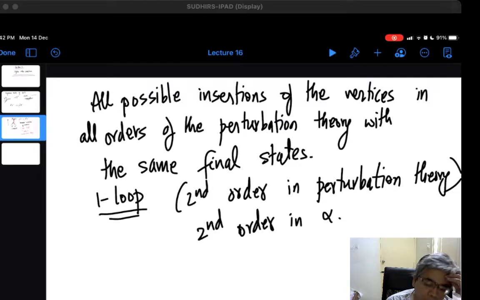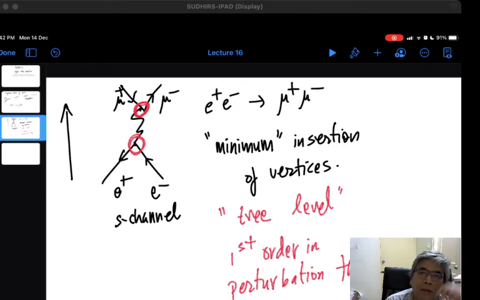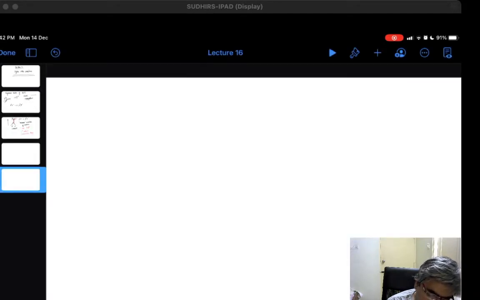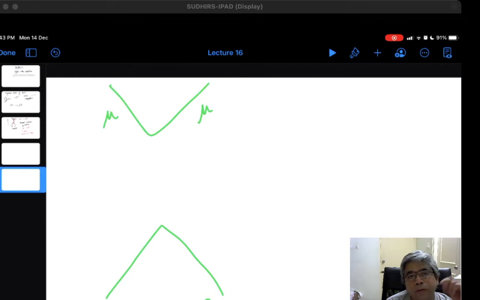For the example, we only want those diagrams which contribute with the same final states, which would correct this particular final state. The final states are fixed. So we'll see what other possibilities there are. If I start with e plus e minus and mu plus mu minus, now let's start putting vertices. These final states are fixed for you.